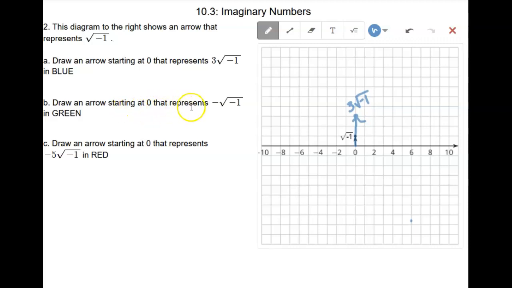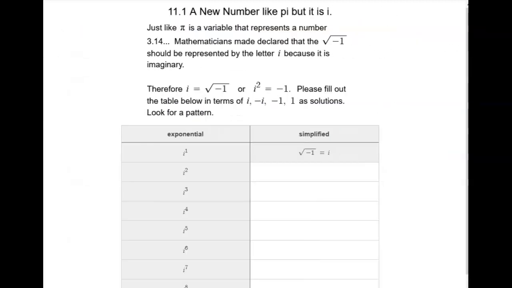And I want to start at 0 and draw an arrow that represents the negative square root of -1 in green. So the negative square root of -1 would be this point right here. So the positive versions of the square root of -1 are above the real number line, and the negative versions are below the real number line. Okay? So i is this number that mathematicians have come up with to represent the square root of -1.